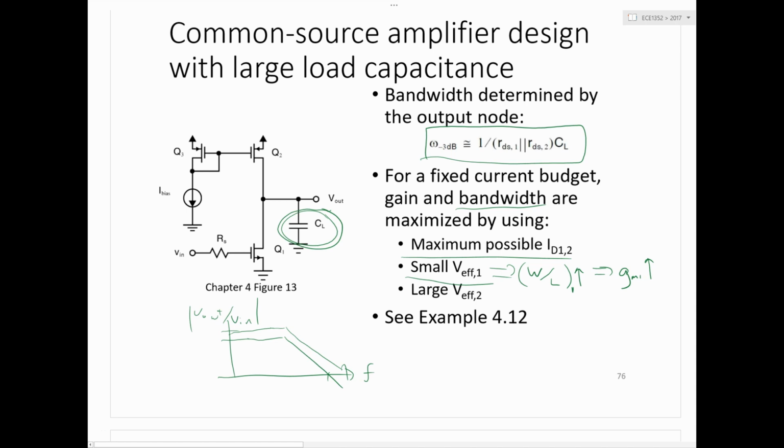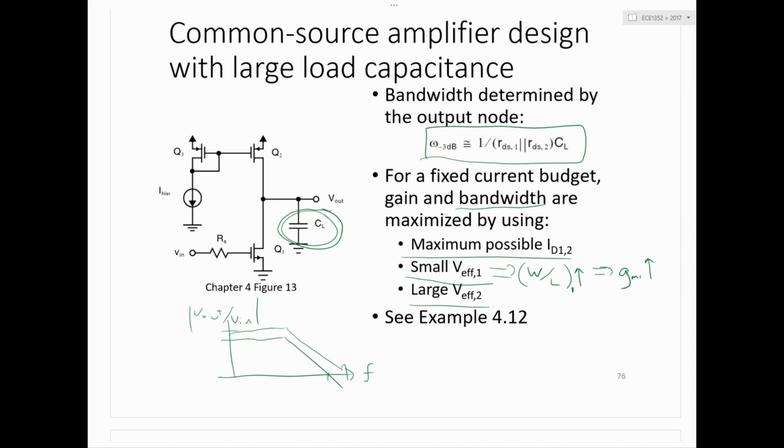Now with respect to Q2, really it's just the active load for Q1. So there's no incentive to increase its GM or transconductance. The primary incentive here is therefore to minimize the parasitics associated with it, and you would do that with a larger V effective. There's actually a secondary motivation why you might want large V effective for Q2, and that is because it'll result in less noise at the output as well.